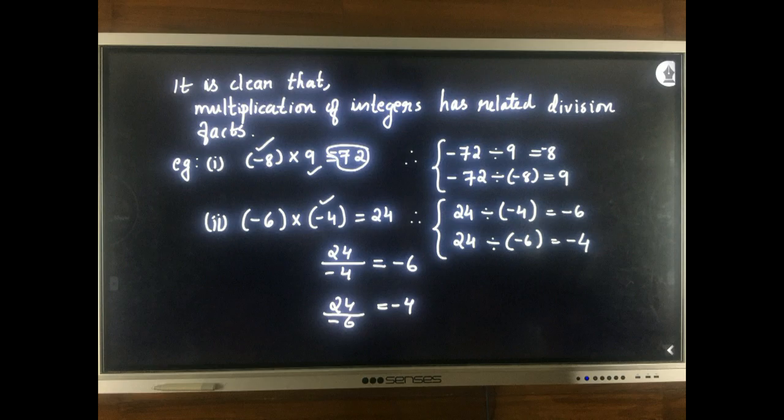Okay, one more example. Minus 6 times minus 4 equals 24. From this multiplication, we can write 24 divided by minus 4 equals minus 6. Also, we can write 24 divided by minus 6 equals minus 4. These are two examples for the concept that multiplication of integers has related division facts.